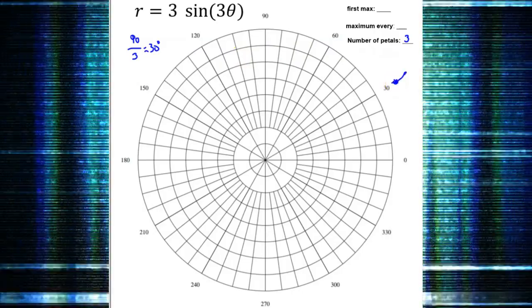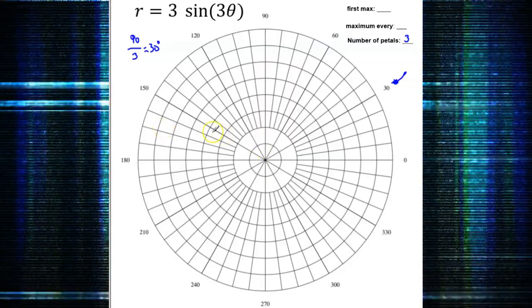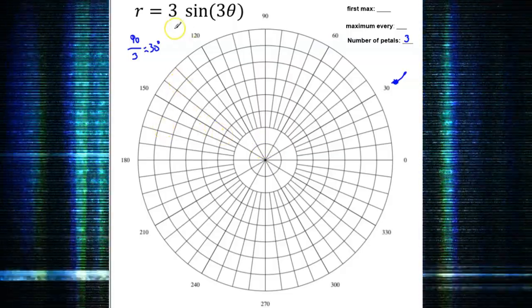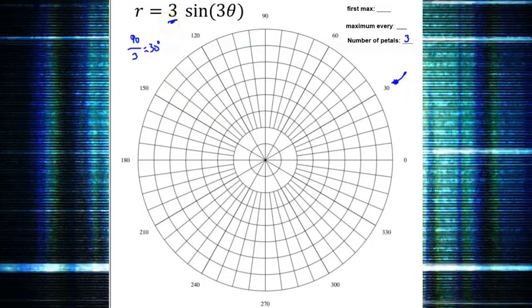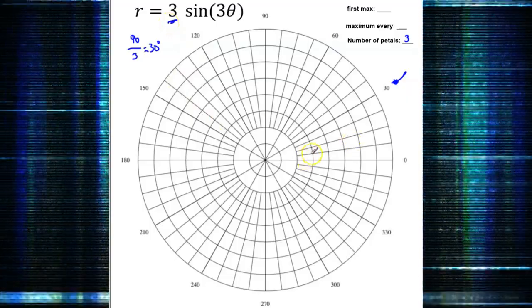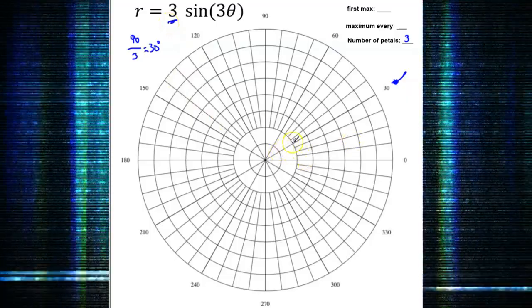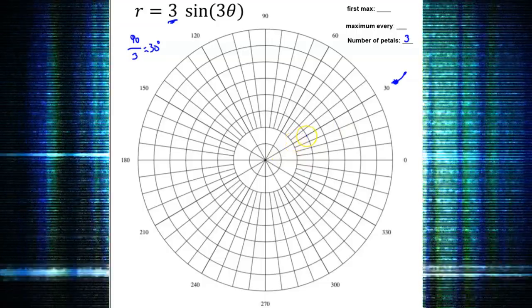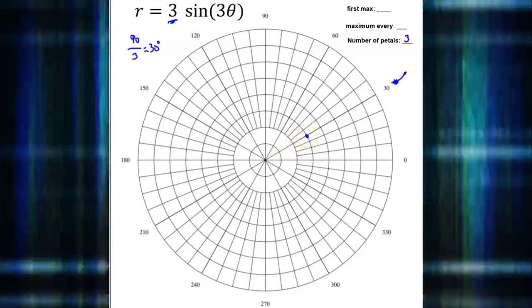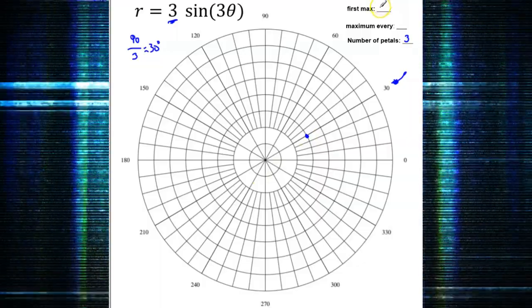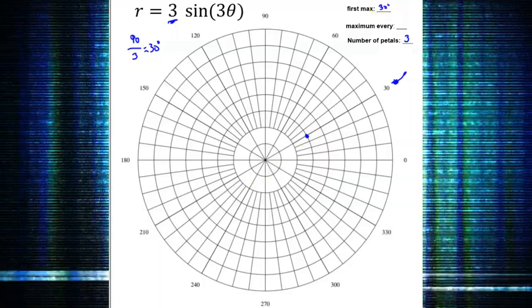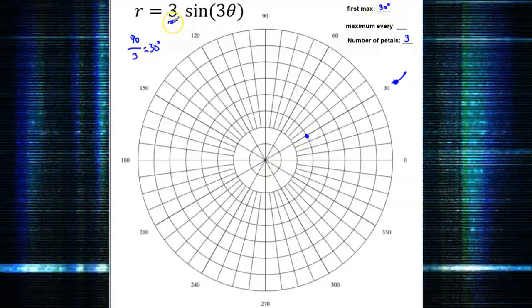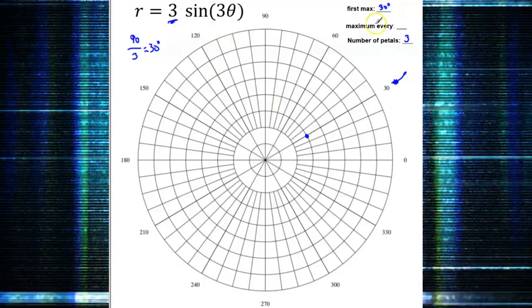But how far out do we need to make each one? That's where the value in front of sine comes in. So here the value in front of sine is 3. So that means that we're going to go 3 radius lengths out, and that's going to be the furthest that we're allowed to go.